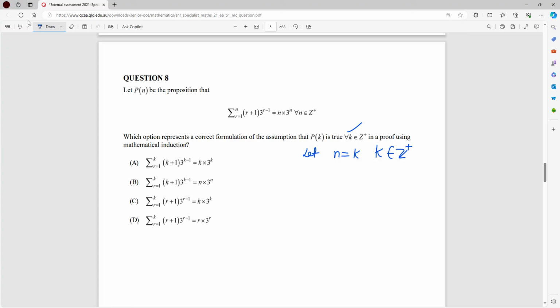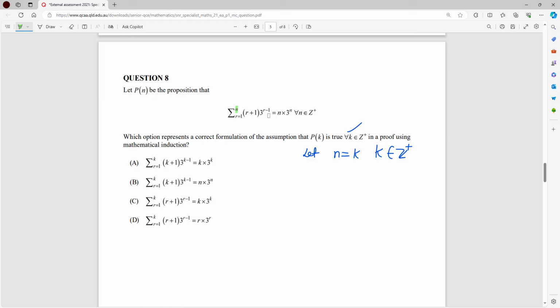So basically, you're looking in your statement here, you see your n here, and you see your n here, and you see your n here, okay? So you've got to replace all those with k's, okay? So straight away, you can see this one's wrong because they also replace the r's with k, so that's incorrect. This one's also incorrect because they did the same thing here.